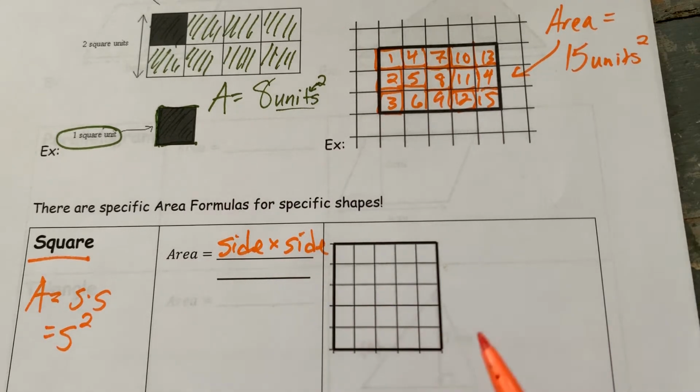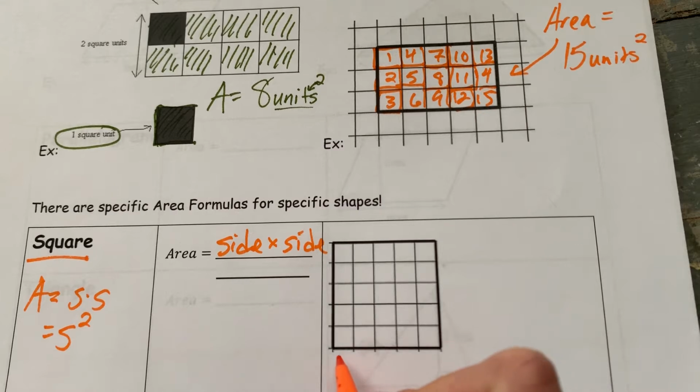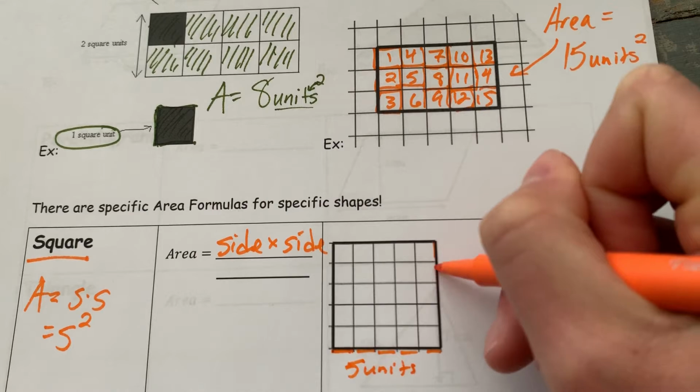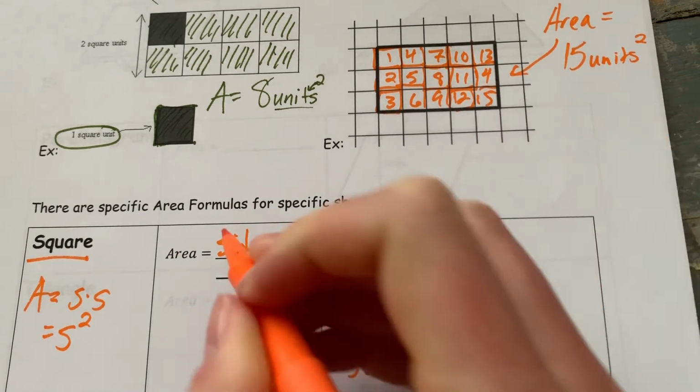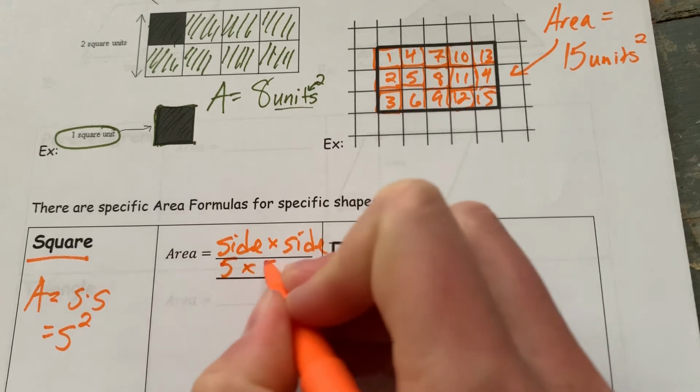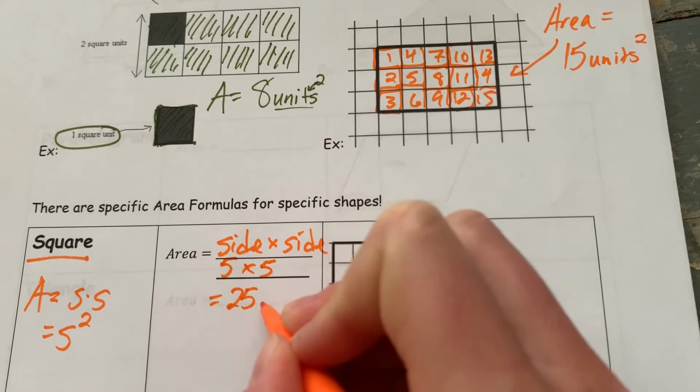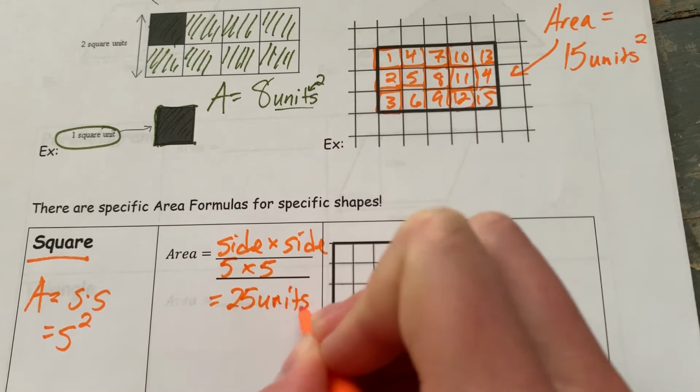So in this case, let's go ahead and figure this out. Well, what are these side lengths? We want the bottom side. So 1, 2, 3, 4, 5. So this is 5 units wide, and it is 1, 2, 3, 4, 5 units tall. So this is going to be 5 units times 5 units, which is 25 square units.